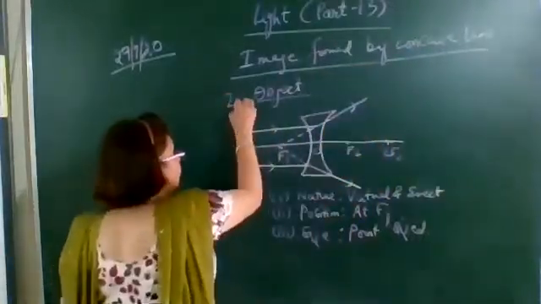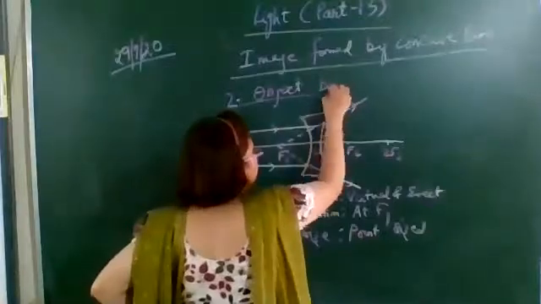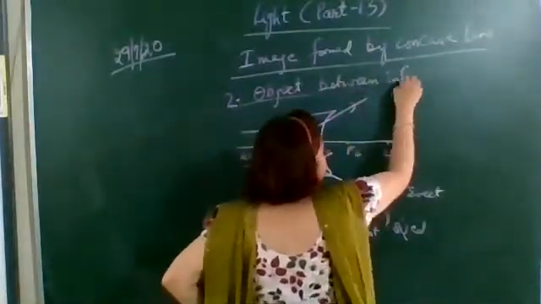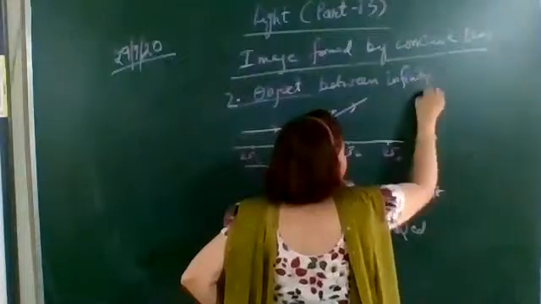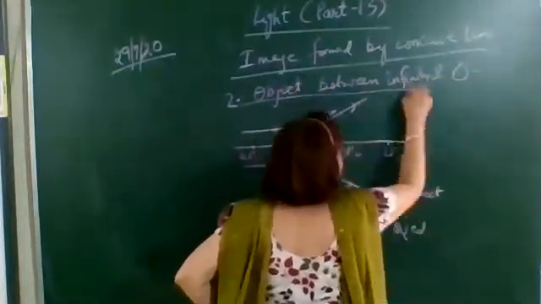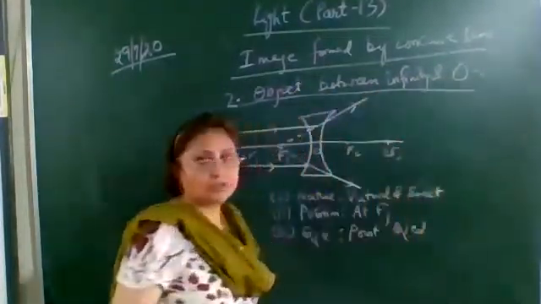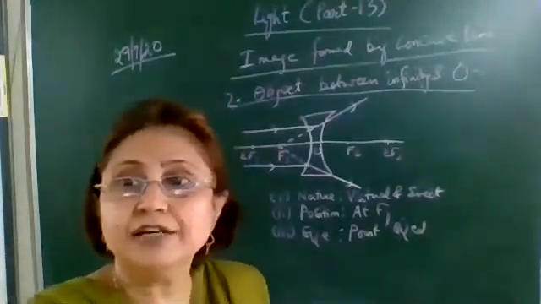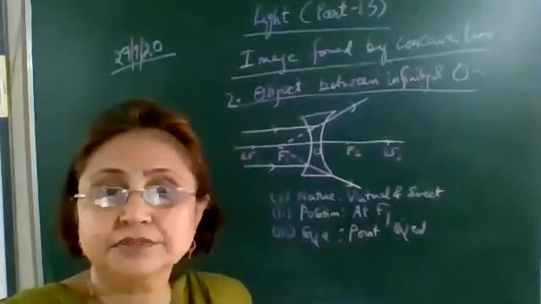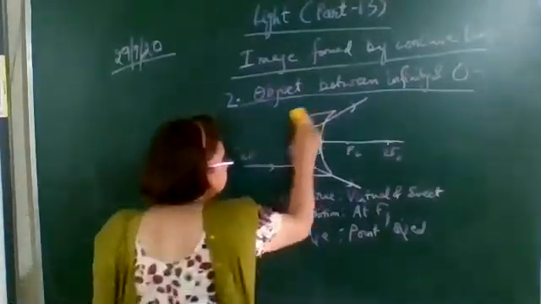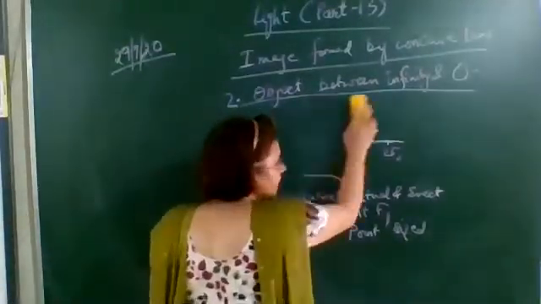Write the second object position, object between infinity and optical center O. Okay, write the second position, object between infinity and optical center. Okay, again we'll draw the ray diagram, placing the needle shaped object.